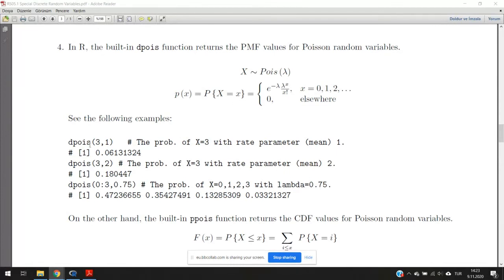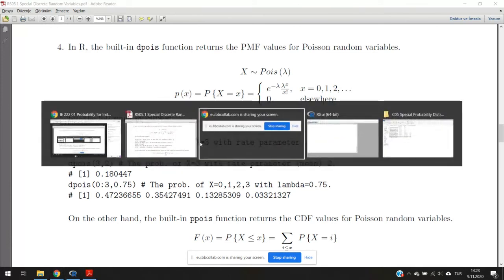Let's say we are interested in calculating the probability of a Poisson random variable being equal to 3 when the rate parameter is equal to 1. For example, the average number of fire incidents occurring in a certain district is a Poisson random variable with rate parameter equal to 1. What is the probability that exactly 3 fire incidents will be observed in the following month? This is the average number of fires per month in that district.